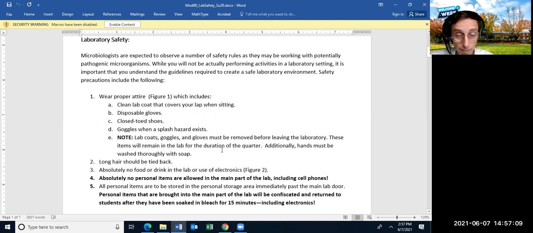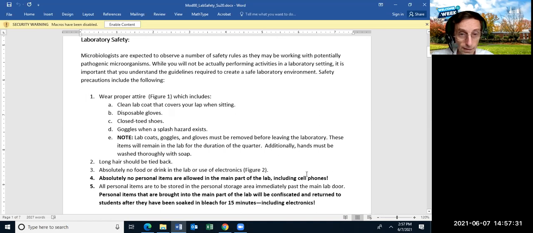Additionally, the hands must be washed shortly after you enter the lab and shortly before you leave the lab. So that'll be the first thing you do once you're in the lab, and the last thing you do when you leave the lab. Long hair should be tied back. This prevents it from catching on fire and falling in the microbes.